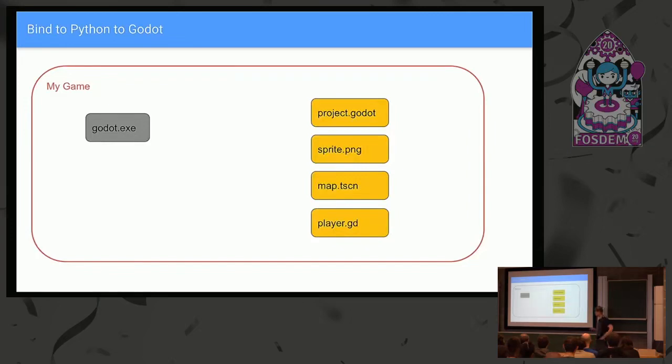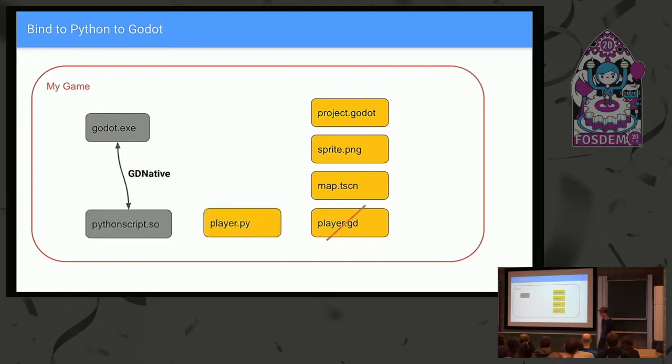Now, how to do that? This is the basic layout, like every Godot game looks like this. On the left side, you have your Godot binary, which is what you download from the Godot website. And on the right side, you have all your assets: your sprites, your scripts, etc. What we are going to do is this: we drop GDScript and replace it with Python. Then you have this shared library, which will contain the Python interpreter, so it can interpret your Python script.